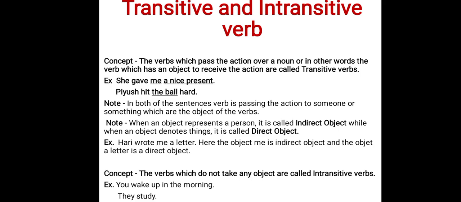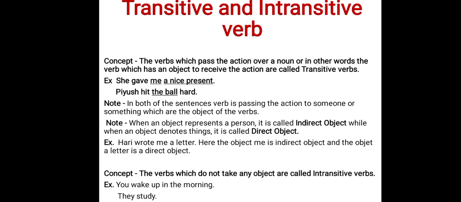In the next sentence, Pius hit the ball hard. Again, you can see the action, hitting, is being performed over something, and that is the ball. So here again the action is transferring over the ball. So that is the receiver and that is the object. Again you can use that technique. Pius hit what? and Pius hit whom? You don't get the answer of whom, but you get the answer of what. Pius hit what? Pius hit the ball. So the ball is your object.